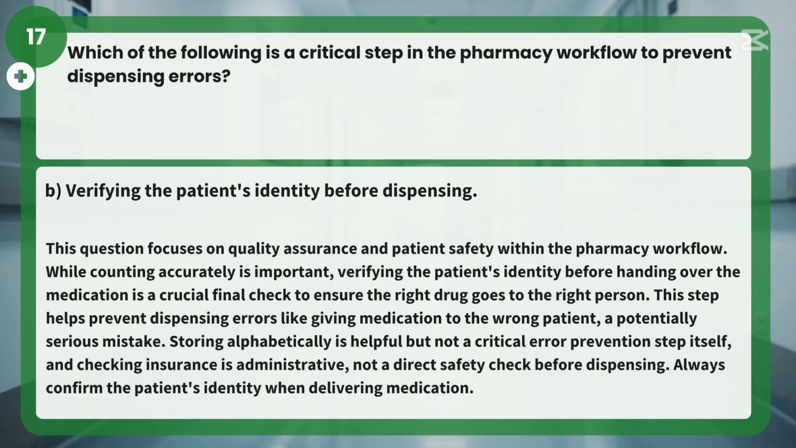This question focuses on quality assurance and patient safety within the pharmacy workflow. While counting accurately is important, verifying the patient's identity before handing over the medication is a crucial final check to ensure the right drug goes to the right person. This step helps prevent dispensing errors like giving medication to the wrong patient, a potentially serious mistake. Storing alphabetically is helpful but not a critical error prevention step itself, and checking insurance is administrative, not a direct safety check before dispensing. Always confirm the patient's identity when delivering medication.